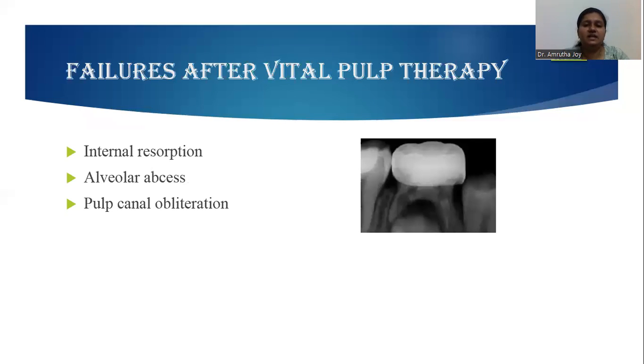Then what are the failures that can happen after vital pulp therapy? There can be internal resorption, presence of abscess or pain, and another failure is pulp canal obliteration.